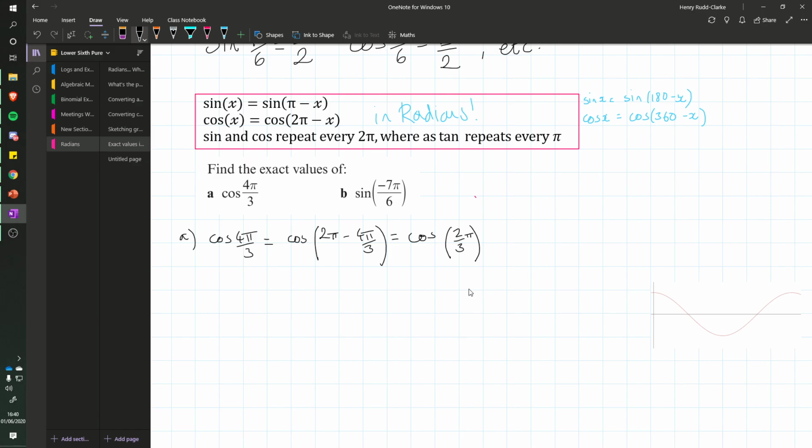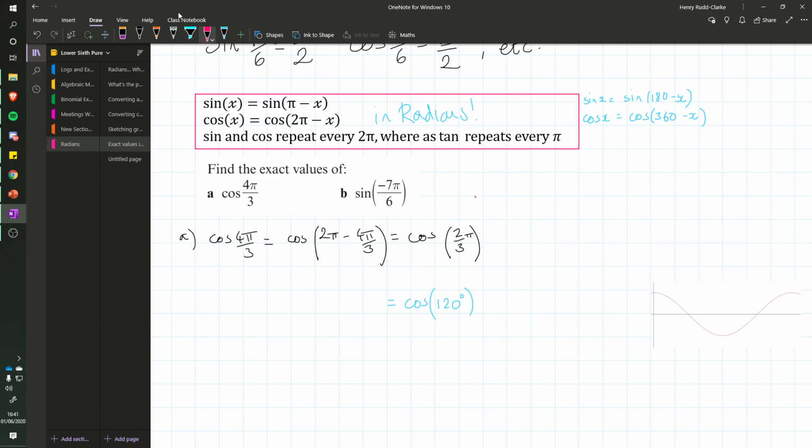So what is cos of 2 pi over 3? There's a couple of things you can do here. Some of you might prefer to say, well, I know that this is actually cos of 120 degrees. Put it into degrees and then maybe you just know the answer. Or you could just carry on in radians and try and work it out from there. I don't know. Okay.